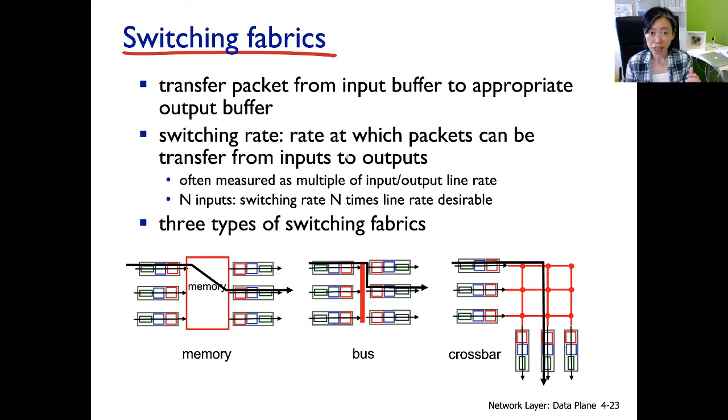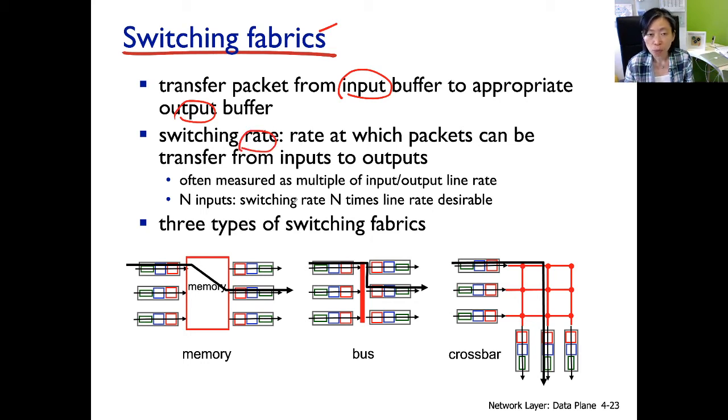Switching processing in the data plane is also optimized by hardware, and that hardware is called the switching fabric. The goal of the switching fabric is very simple: to move packets from the input port to the output port. And the key design metric is the switching rate.